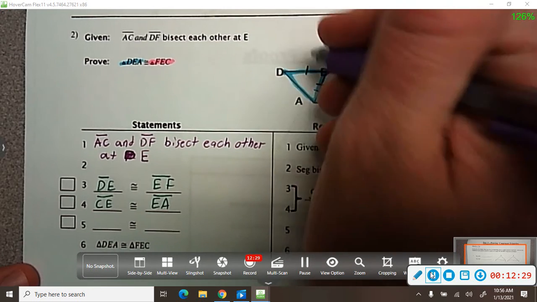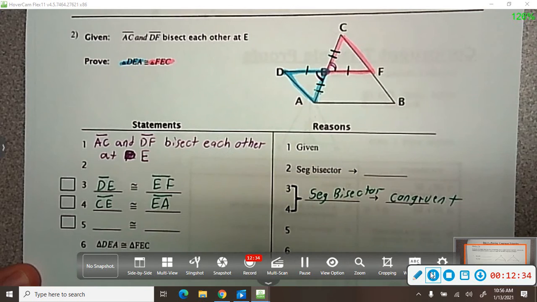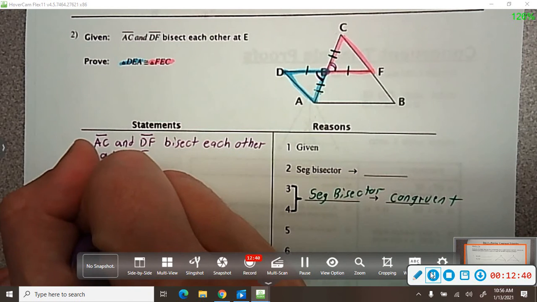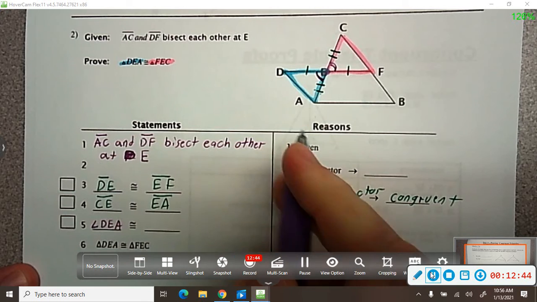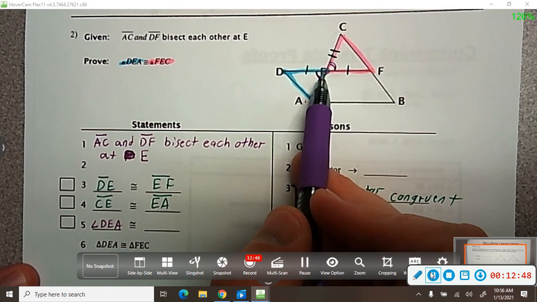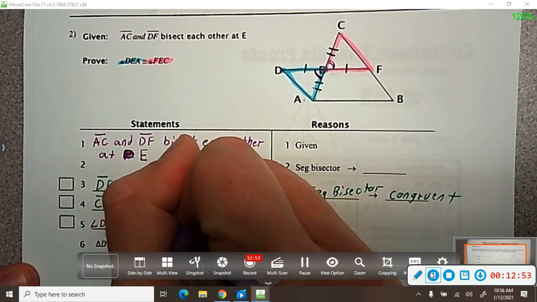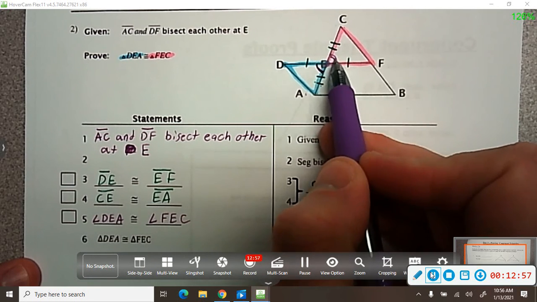And I notice that this angle equals this angle by the vertical angle theorem. So I would say angle DEA is congruent to FEC. How do I know that? Well, those are vertical angles.